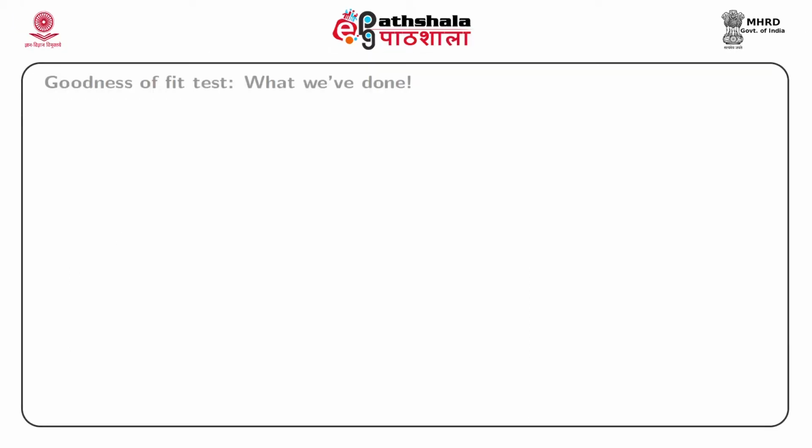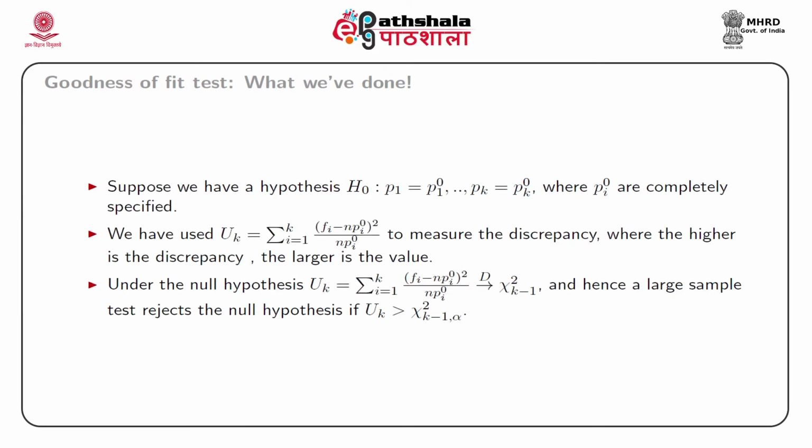So, let us start with goodness of fit test and with a short recap. Suppose we have a hypothesis P1 equal to P1 naught, P2 equal to P2 naught up to Pk equal to Pk naught, where Pi naught are completely specified. Then we have defined chi-square statistic to measure the discrepancy and give a large sample test and the possible rejection rule, and all these are discussed in our previous module.